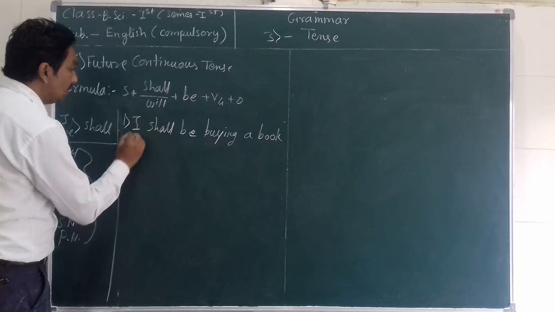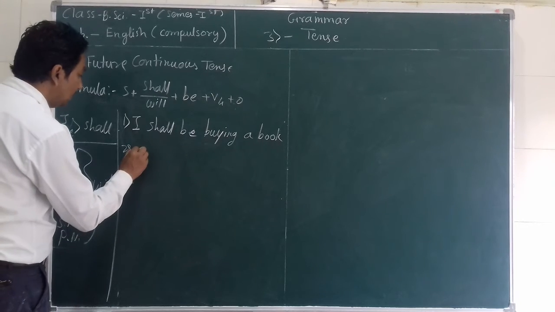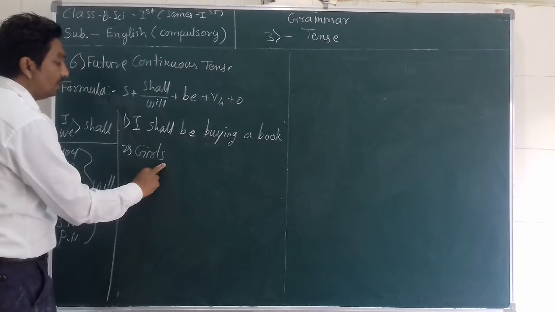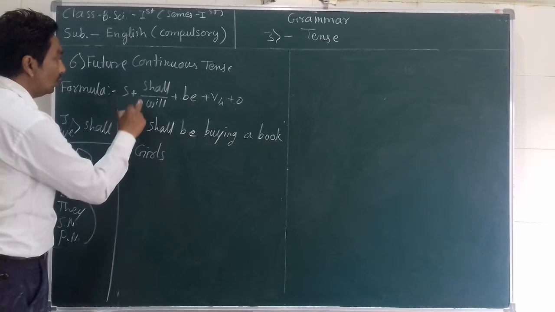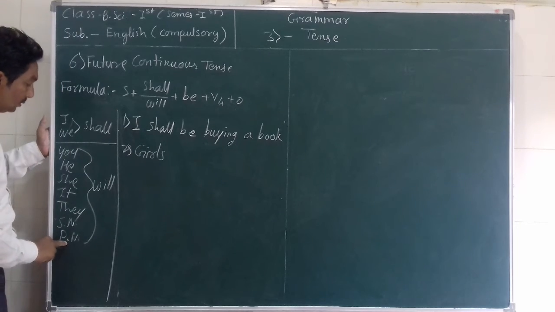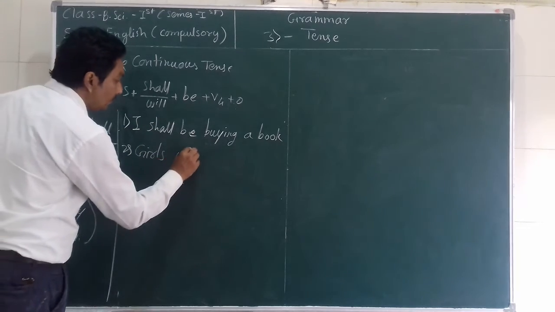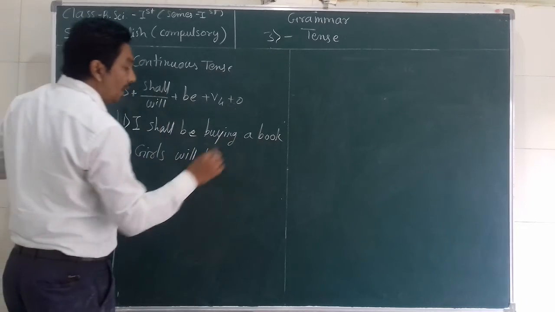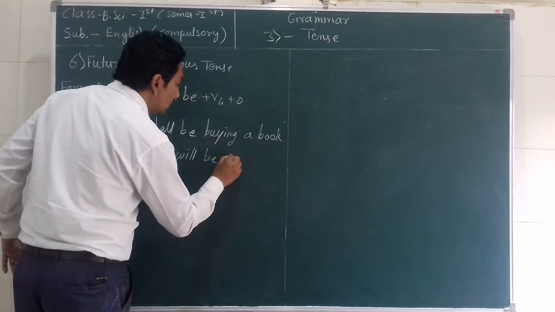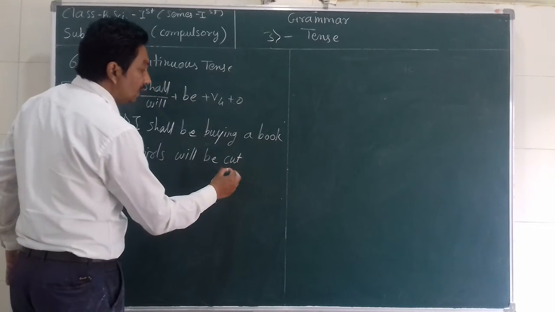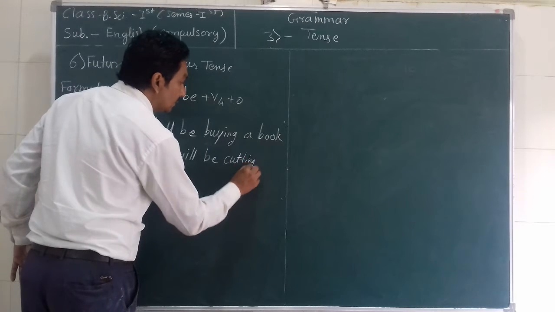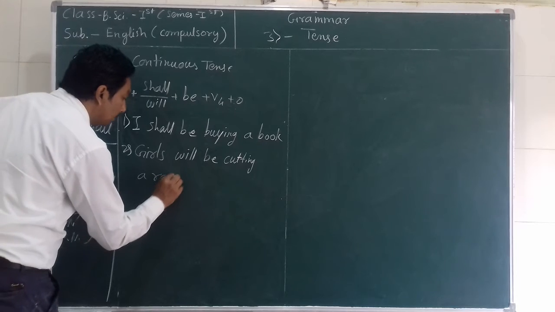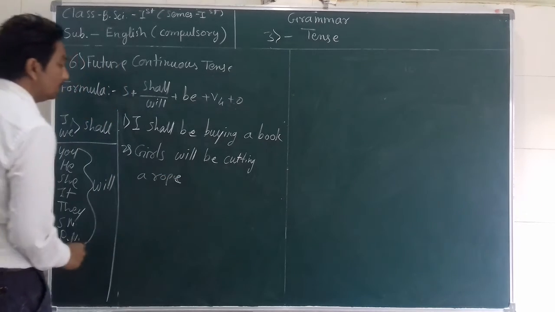And in this sentence, if I change the subject and write a plural noun, girls, after the plural noun, what will you take? Shall or will? After a singular or plural noun, you need to take will. Then write be. Then any V4. I am going to take the verb cut. What is the V4 form of cut? Use ing, cutting. What are you cutting? A rope. A rope is the object.